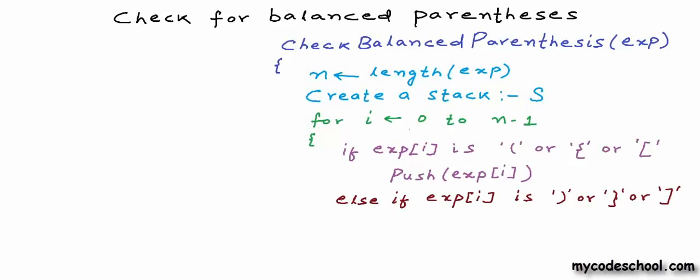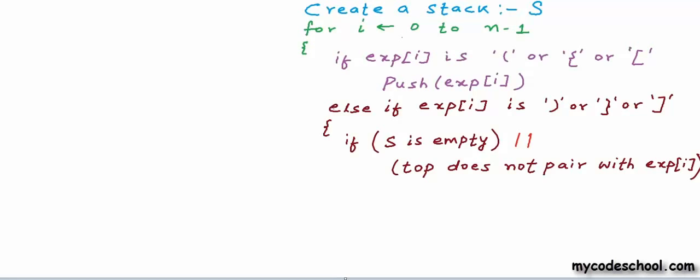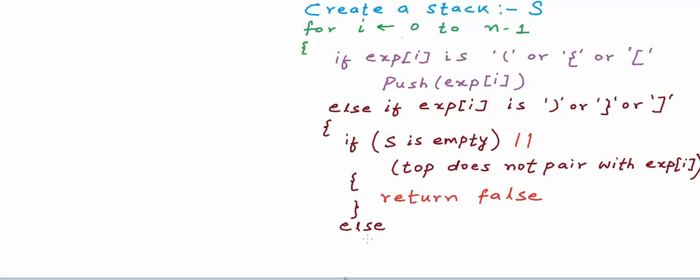Else, if expression[i], the character at the ith position while scanning, is a closing symbol of any of the three types, we can have two scenarios. If stack is empty or top of stack does not pair with the closing symbol. If we have a closing parenthesis, then the top of stack should be an opening parenthesis. It cannot be an opening curly brace. In such a scenario, we can conclude that the parentheses are not balanced. Else, we can perform a pop.